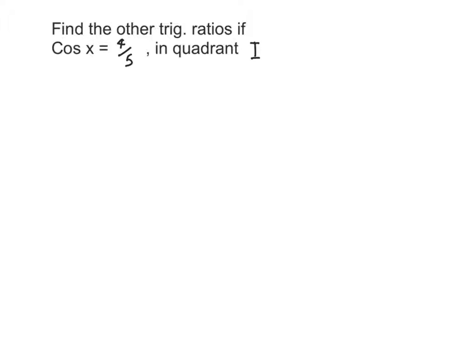Find the other trig values if the cos of x equals 4/5 in quadrant 1. So the first thing we need to do is draw an axis like this. And we're going to draw any triangle in quadrant 1. And the right angle is there.